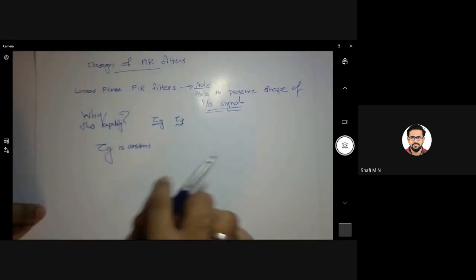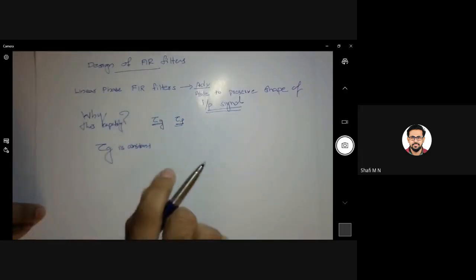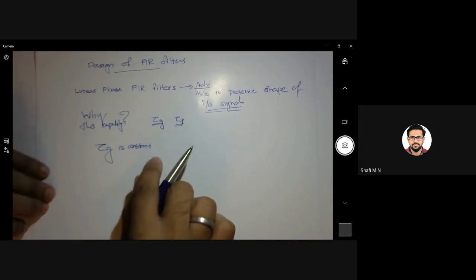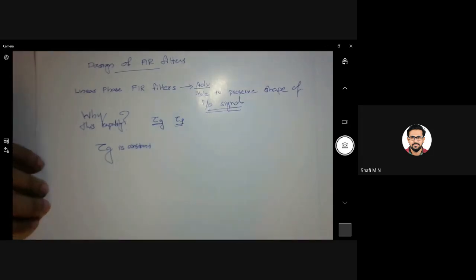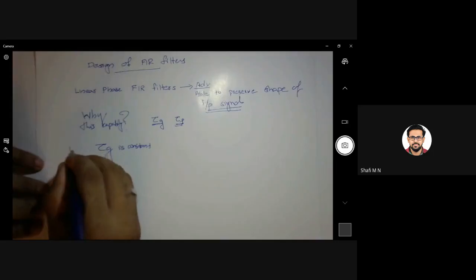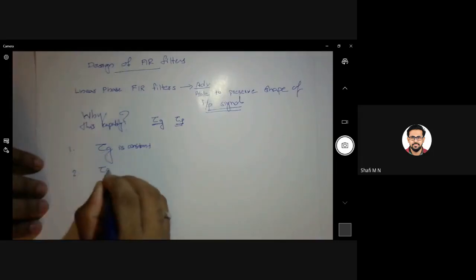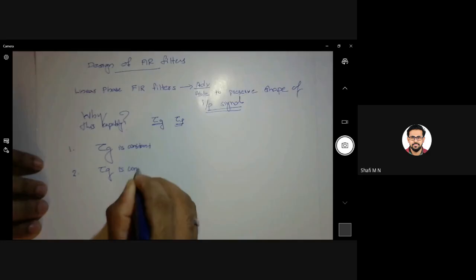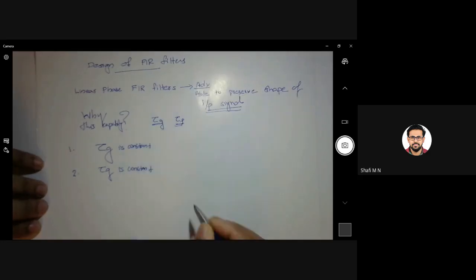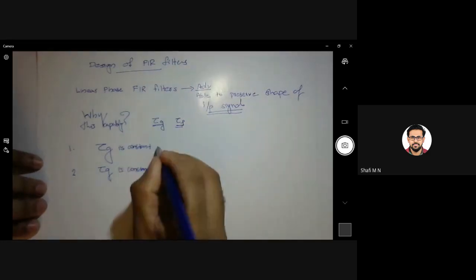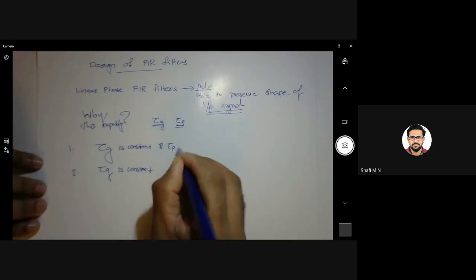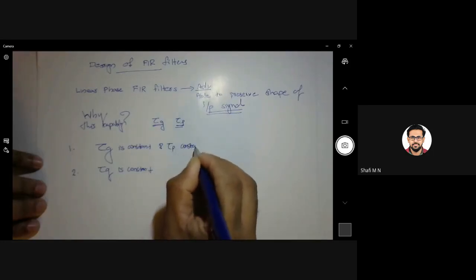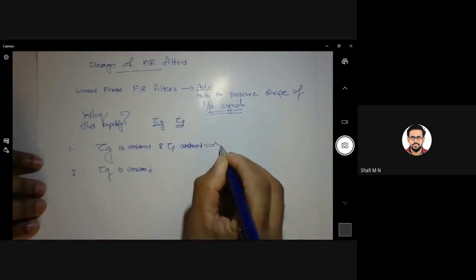All the frequency components should be delayed by the same amount. That is the important fact. So group delay is very important for us, and it should be constant. We have seen two cases where group delay is constant. The first case was group delay constant and phase delay also constant.